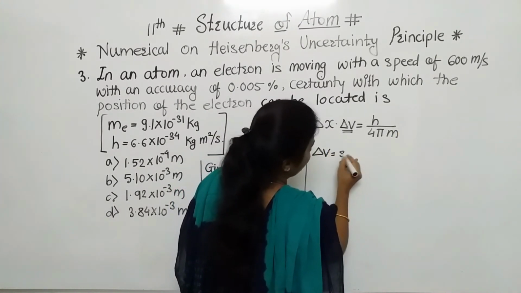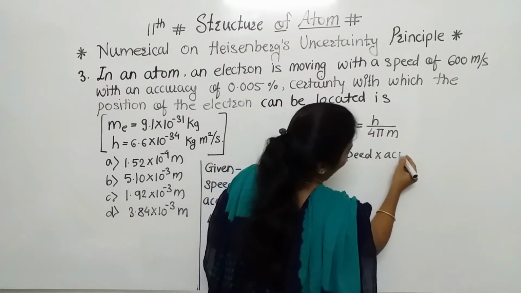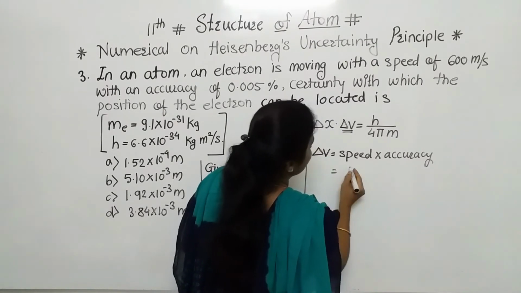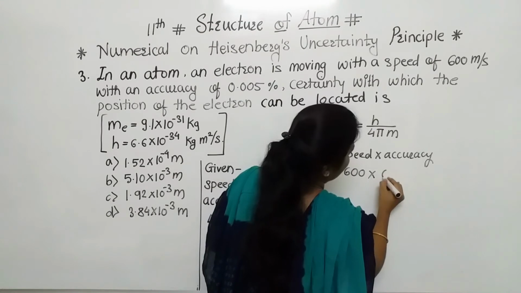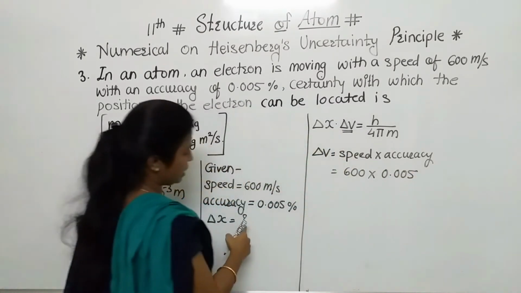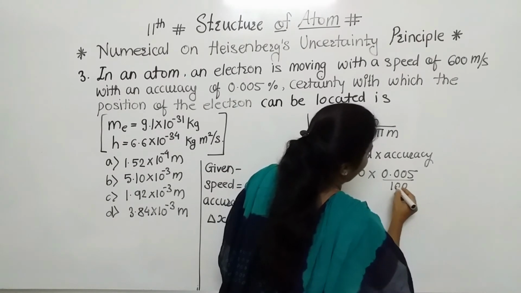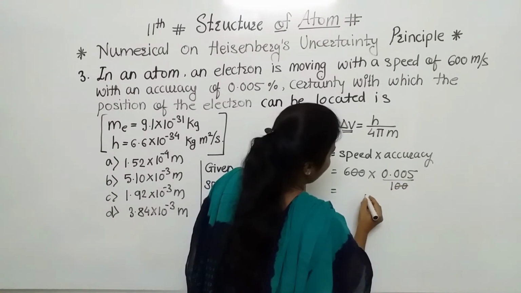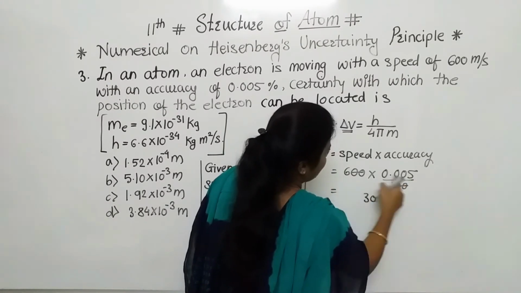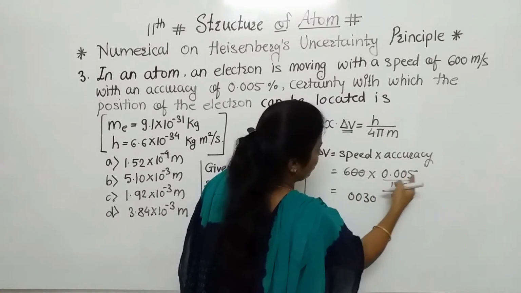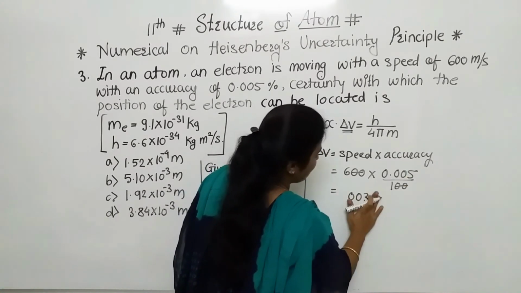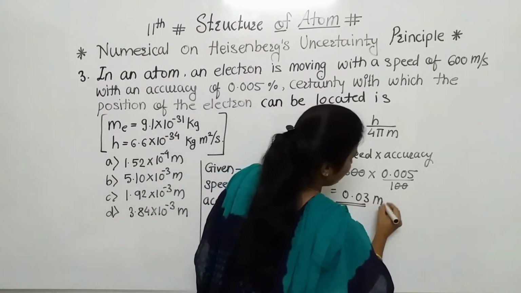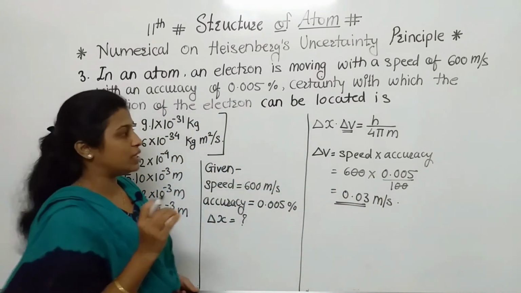Delta v is equal to, what is the formula? Speed into accuracy. So for that, speed is 600 and accuracy is 0.005. It is in percentage, so divided by 100. The zeros will get cancelled, and if we multiply with this one, then we will get the answer: 6 fives are 30. After that, 600 in this way, and after 3 decimals, so 1, 2, 3, the answer will be 0.03. Delta v, its unit will be meter per second. So here we got the delta v value.